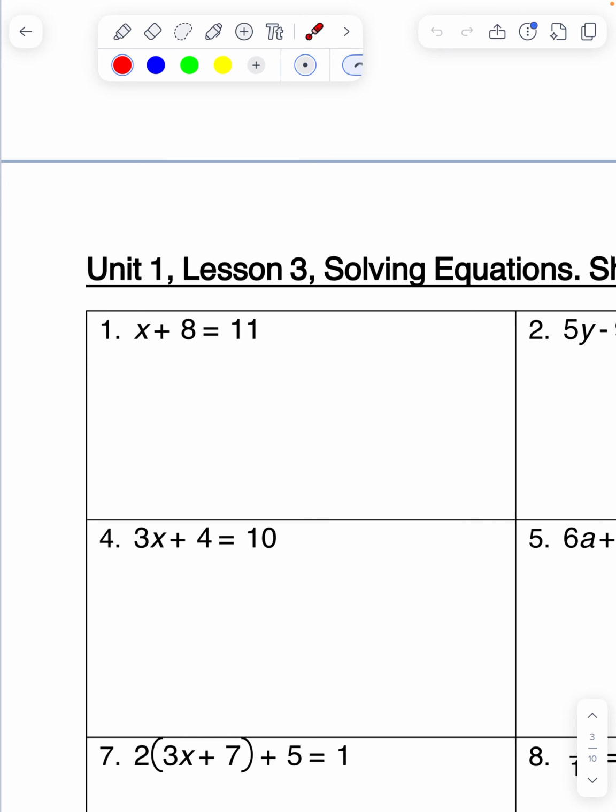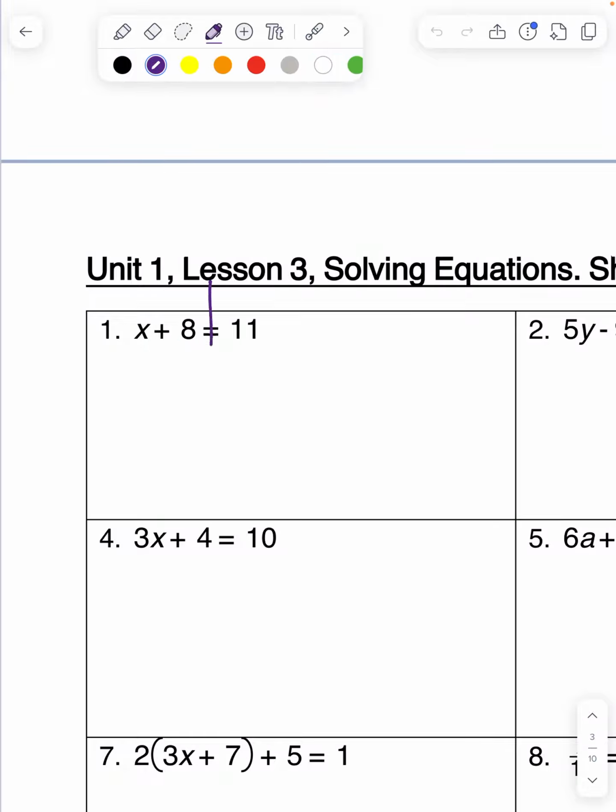So sometimes when the number is small, we can guess, right? But if I don't want to think, I'm going to follow the procedure. I'm going to follow the steps. So we solve for x. That means we want x all alone by itself at the end. So we need to get rid of the positive 8.